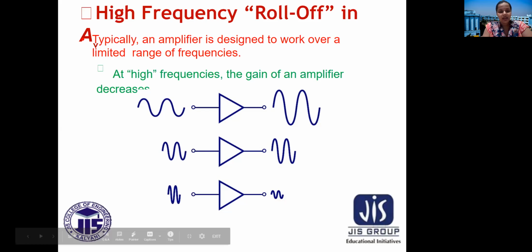So on the left hand side, these three signals denote frequencies F1, F2 and F3. We can say that F3 is much higher than F1. Now this is an amplifier. This signal is fed to this amplifier and we can see that for lower frequency, the gain of the amplifier is higher, but for higher frequency, the gain of the amplifier decreases. So at high frequency, the gain of the amplifier decreases.